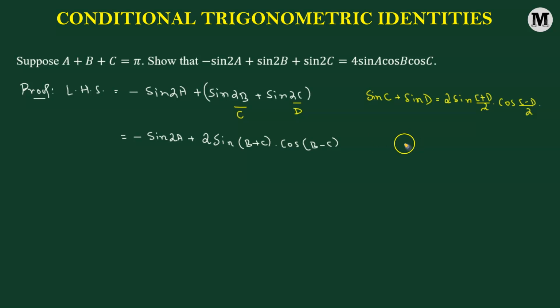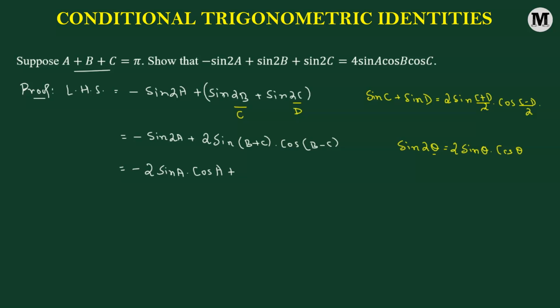Okay, now we can expand sine of 2A. There's a standard formula for this. Whenever we have sine of 2 times the angle theta, it can be expanded to 2 times sine of the angle theta multiplied by cosine of the angle theta. So here in our case, theta corresponds to A, so we will get negative 2 times sine of the angle A multiplied by cosine of the angle A, added to sine of B plus C.